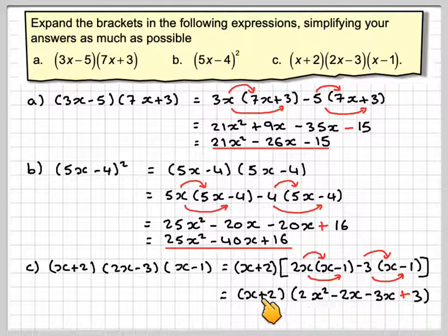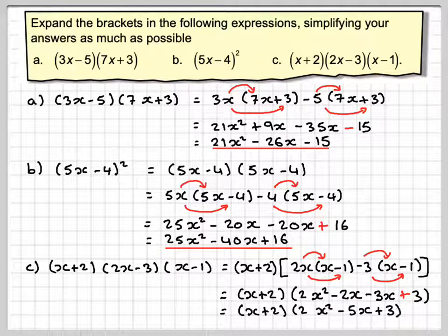Then before you expand this one, simplify your answer here in the middle. So we've got x plus 2 times 2x squared minus 5x plus 3, because minus 2 minus 3 is minus 5. Do take the trouble to simplify this first. Right, we now expand this.